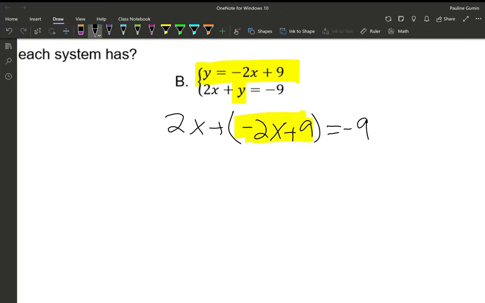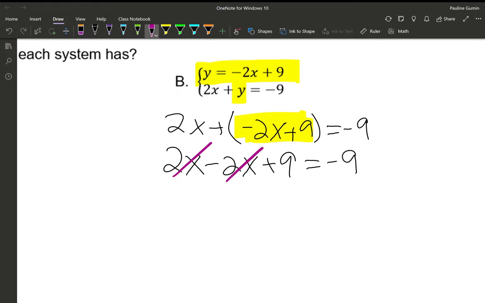Now, once again, we don't really need the parentheses because the invisible 1 is in front of it, and anything times 1 is itself. So I'm just going to go ahead and rewrite this without parentheses. On the left side, you should notice again that your x's cancel because 2x's minus 2x's, no x's, which leaves us with this statement, 9 equals negative 9. Does 9 equal negative 9?